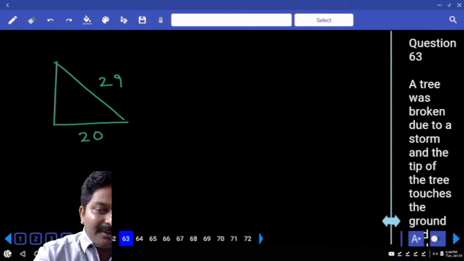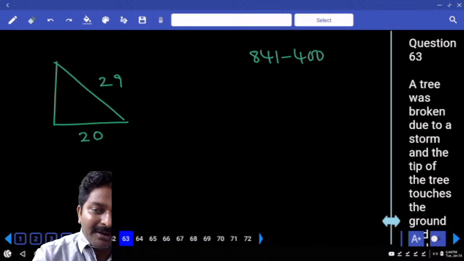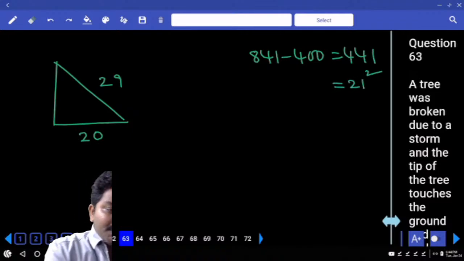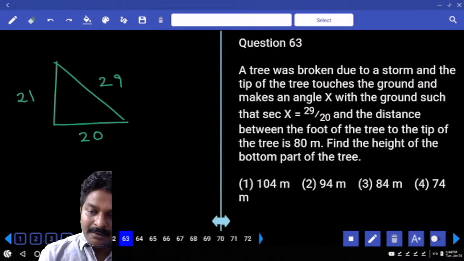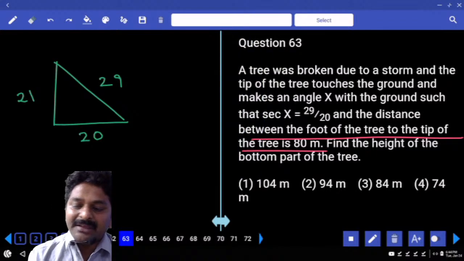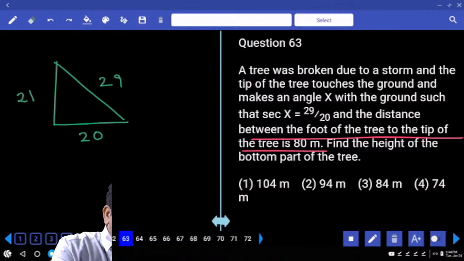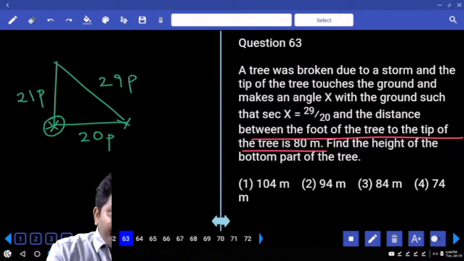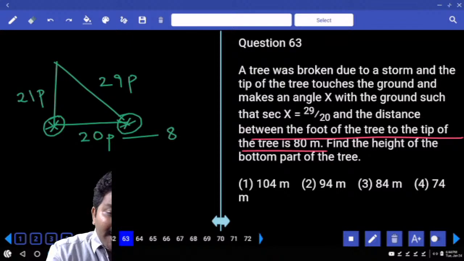Opposite side: 29 square, 841, minus 20 square, 400, which is equal to 441. That is 21 square only, so I'll write this as 21. Yes? Now the distance between foot of the tree to the tip of the tree is 80. That means I'm assuming all these as number of parts. 20 parts is equal to 80.